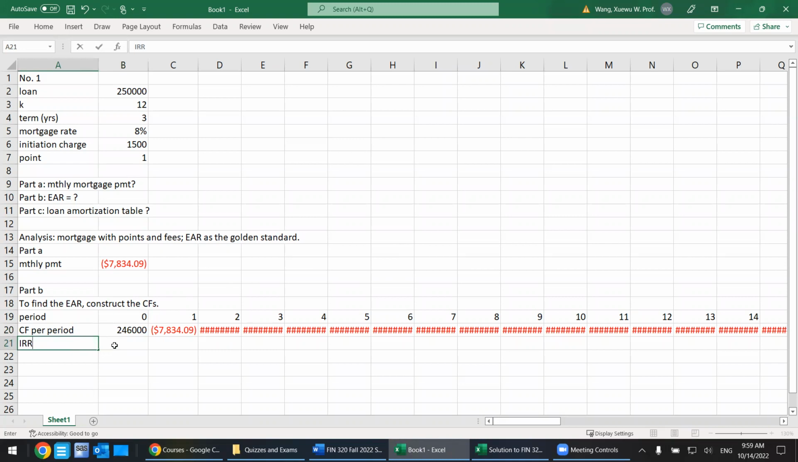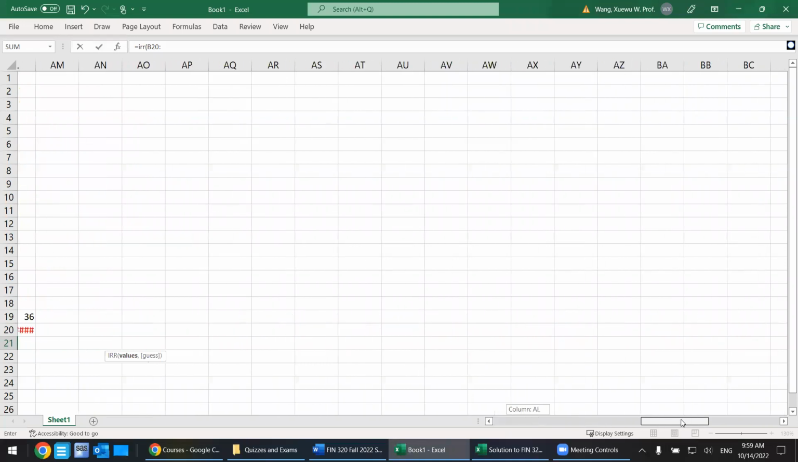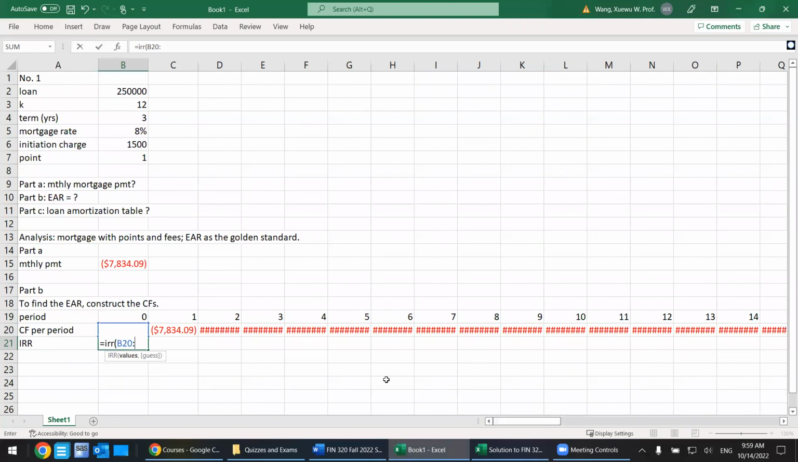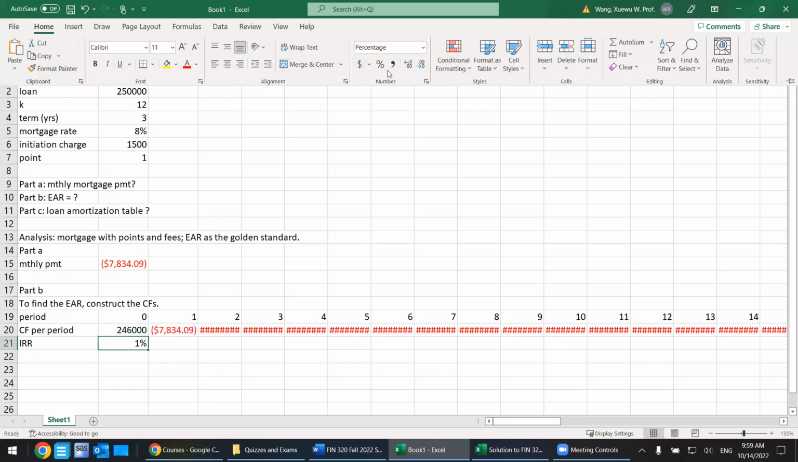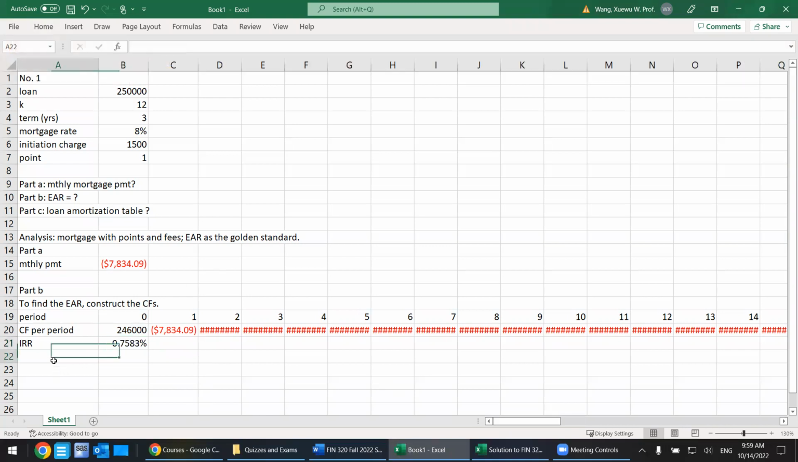If that's the case, I can look at the monthly interest rate, which is nothing but the monthly IRR, and I'm looking at all the cash flows going from B20 all the way to AL20. All right, and the cash flows only change size once, so there's only one IRR. So let me just skip the initial guess. All right, so that is 0.7583.